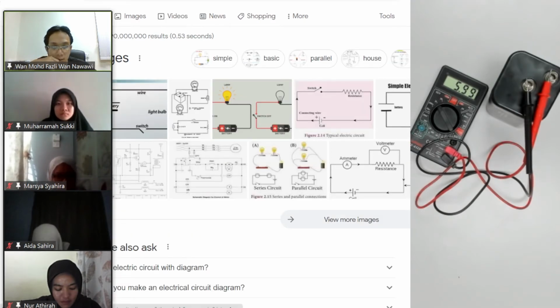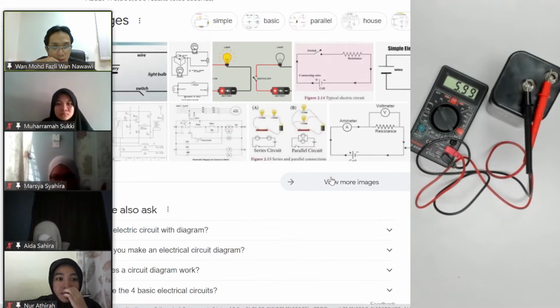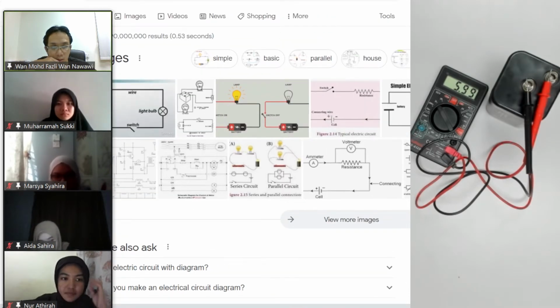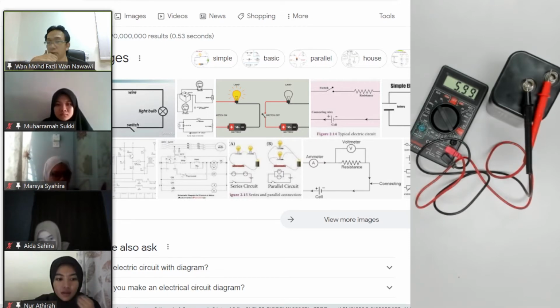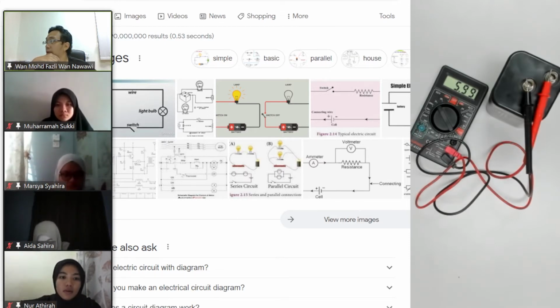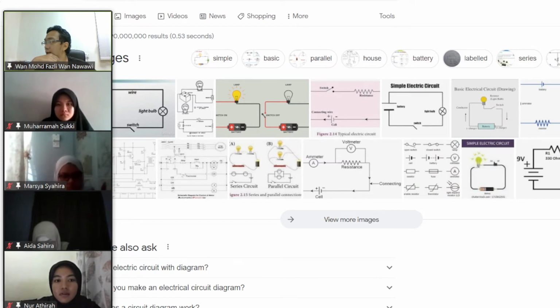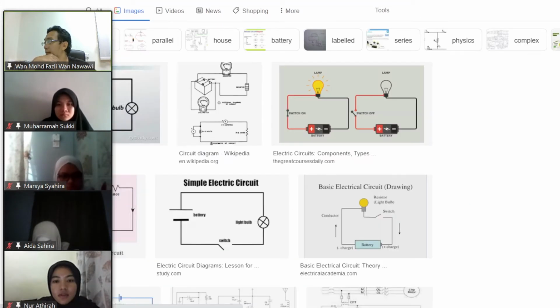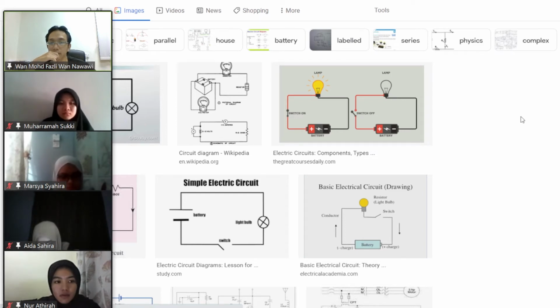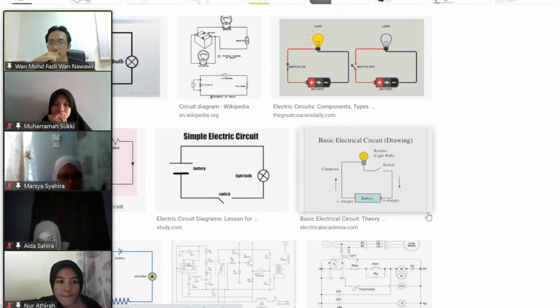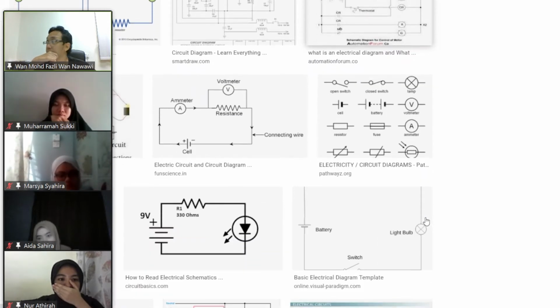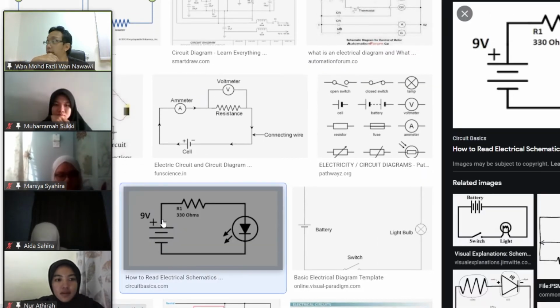So I have this positive. How do they know it's positive, negative? So you see here. You cannot see there, right? But basically, if I remove this thing, you can see over here. If I make it bigger, you can see here. So 9 volt here. You can see the positive, the long one. Okay, so I think enough there.